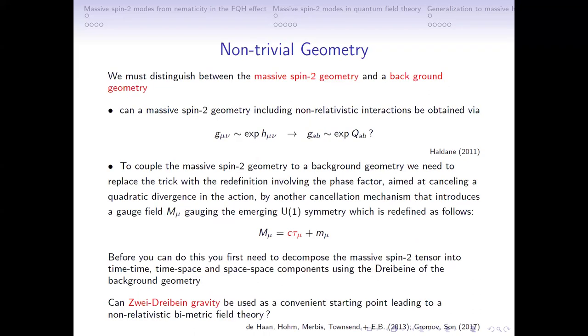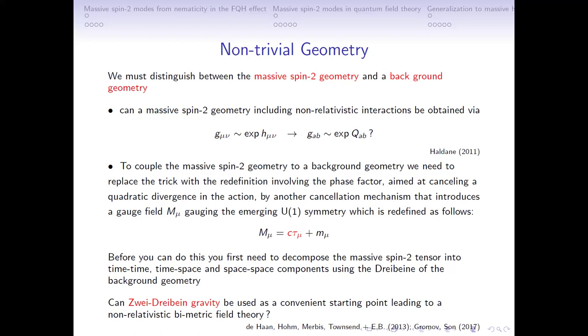And the third thing is non-trivial topology. That has been done; papers have been written in the fractional quantum Hall effect. It's a bit confusing, because there are two geometries. You have the massive spin-two geometry that describes the massive spin-two modes, and it fluctuates on the background geometry, which is the other geometry. It was proposed by Haldane that this massive spin-two geometry should somehow come from a metric. It would be interesting to see, because I put it in my three-by-three notation, I could write G as the exponent of H, linear in H, and then see whether again all the lower terms in H get washed away, supporting this idea of Haldane. I don't know about that.